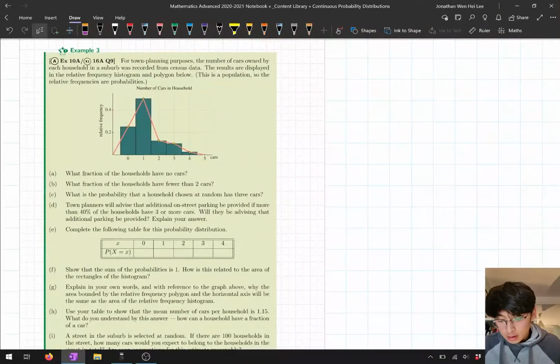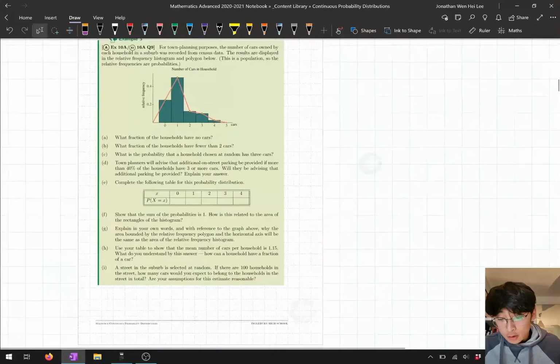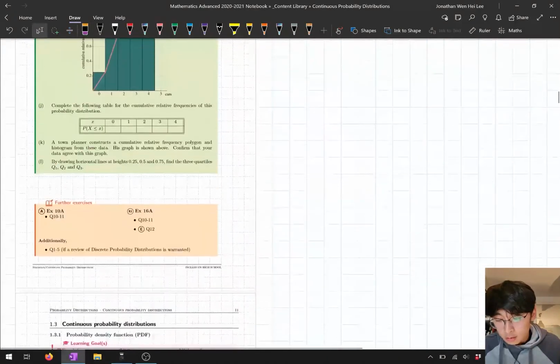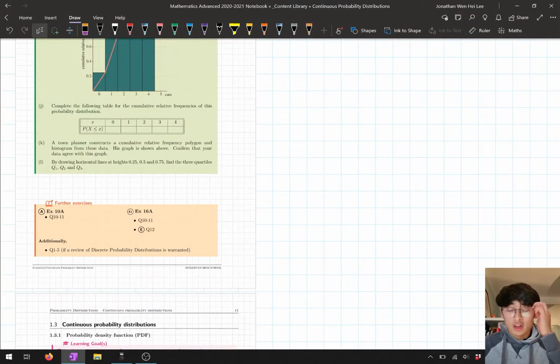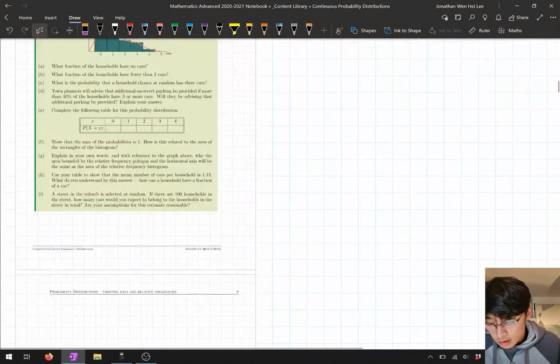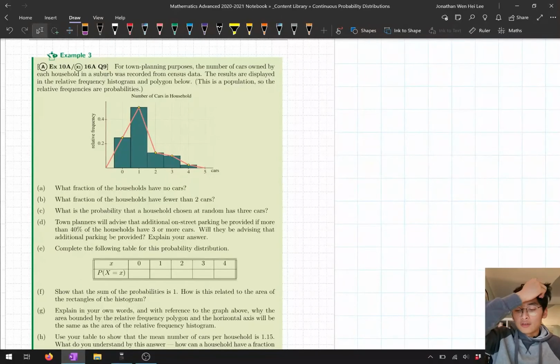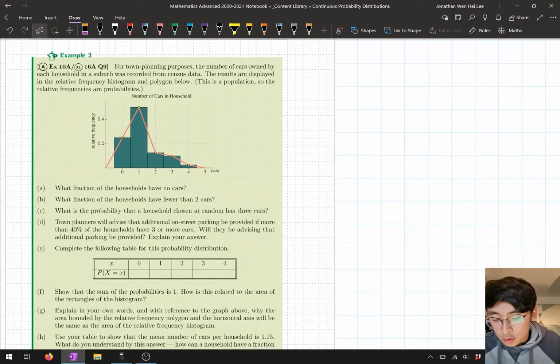Okay. I'm actually going to leave this for our online class to have a go at. This one is actually quite a long-ish question, and so we're going to have a go at that actually, no, let's have a go at it now. Okay, so, for town planning purposes, the number of cars owned by each household in a suburb was recorded from the census data. The results are displayed in the relative frequency histogram and polygon below.